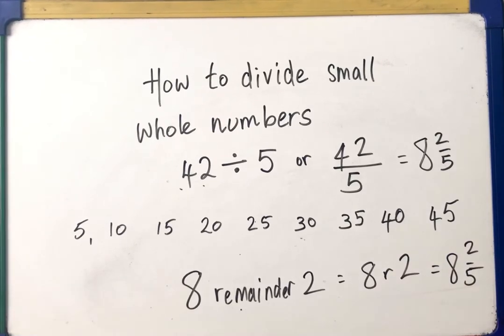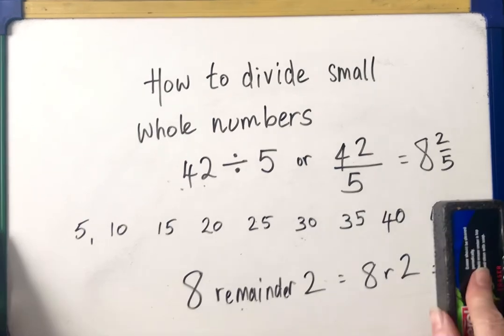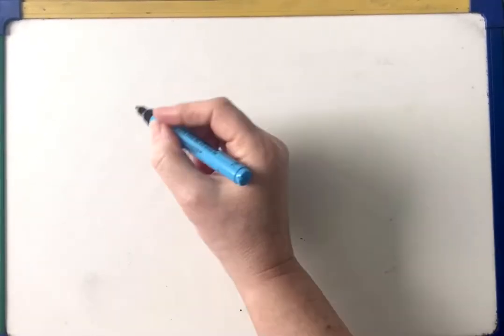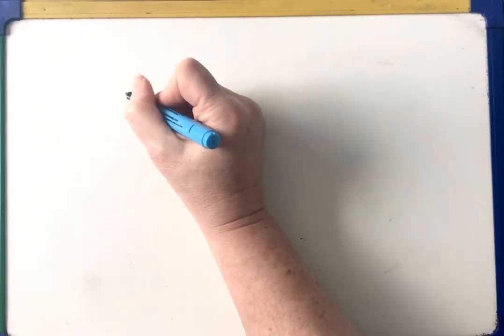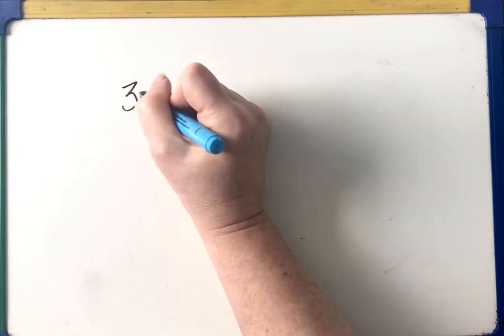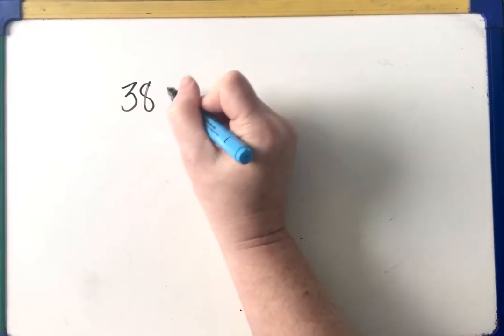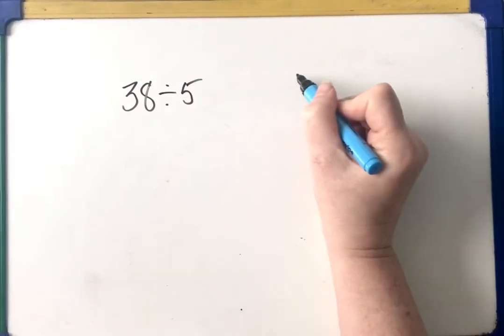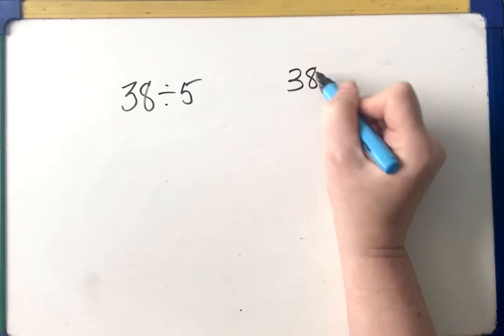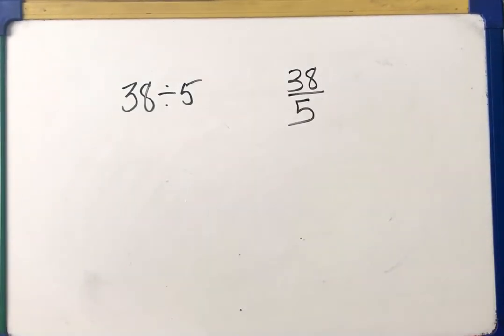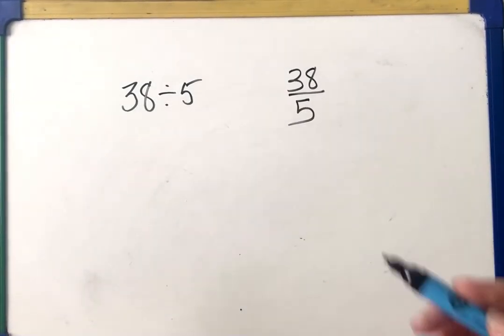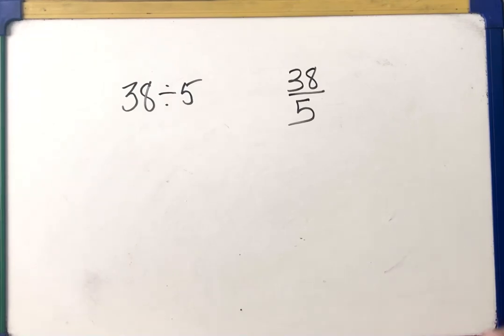I'll do another one with the 5 times table. I'm choosing the 5 times table because that's one that most people find the pattern quite simple, and then we'll move on to some different times tables. So let's say I wanted 38 divided by 5, or I wanted to change the improper fraction 38/5. They're exactly the same question. They're both asking how many times does 5 go into 38?